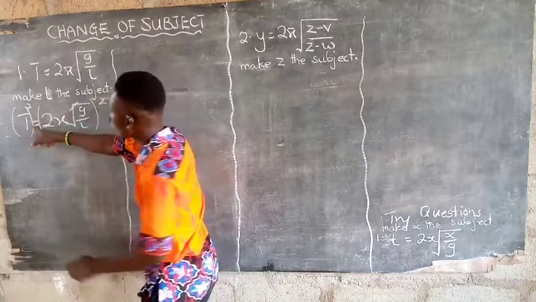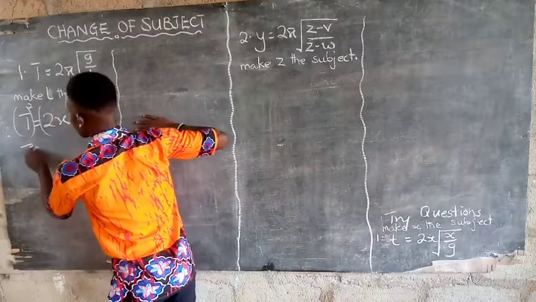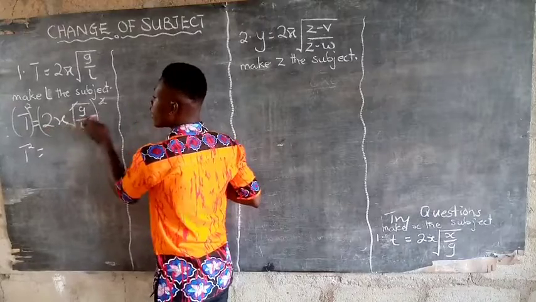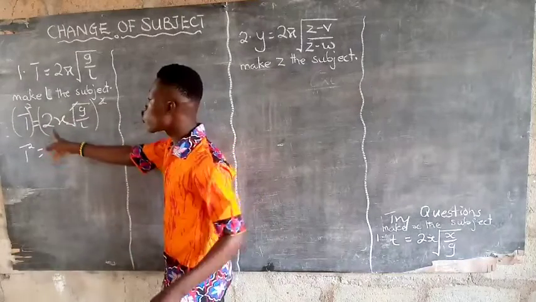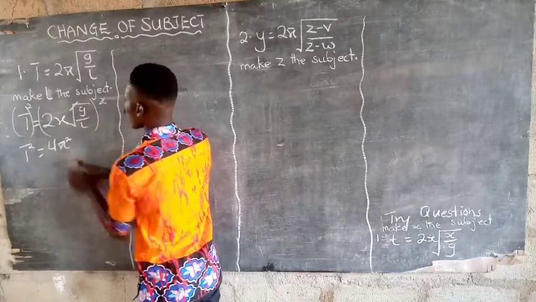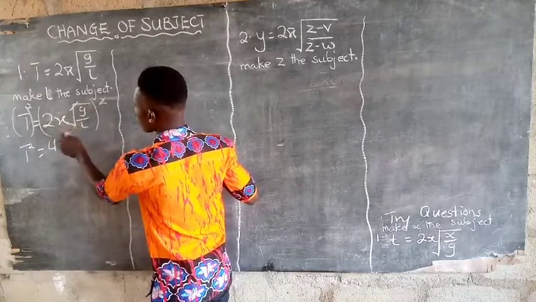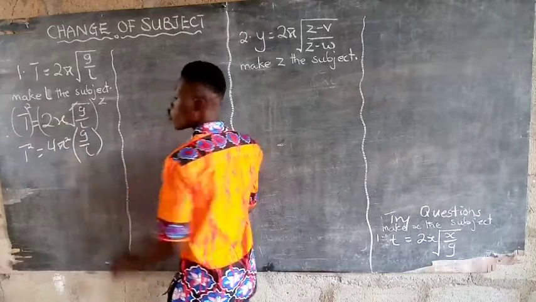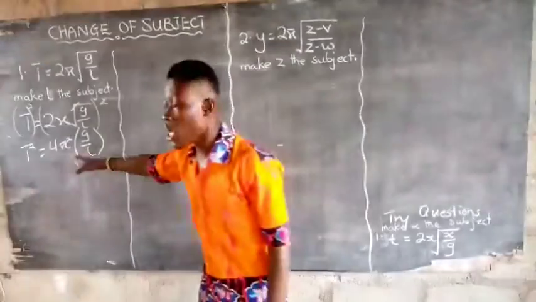So going straight, the T squared becomes equal to, because this square is also catering for this 2 pi, this 2 pi needs to be squared. So 2 squared will be 4, then the pi will also be squared. Now the square has cancelled the square root, so I have gotten rid of the square root over here. So I have g over L. From that, this is what we have gotten.